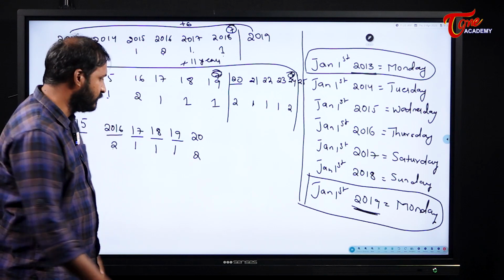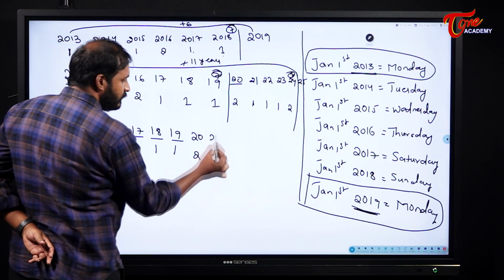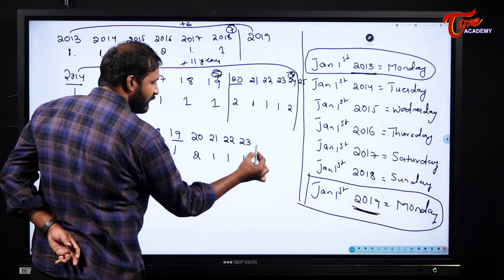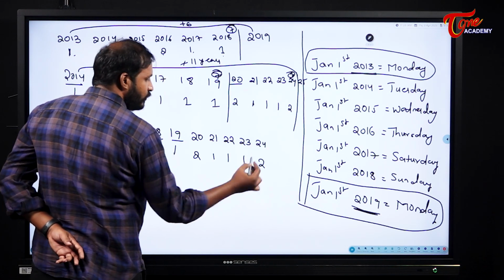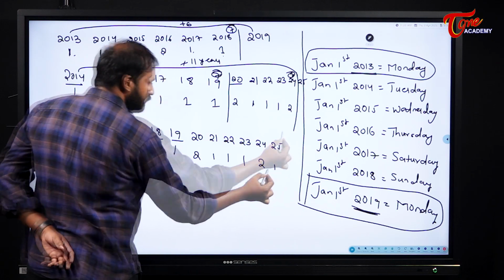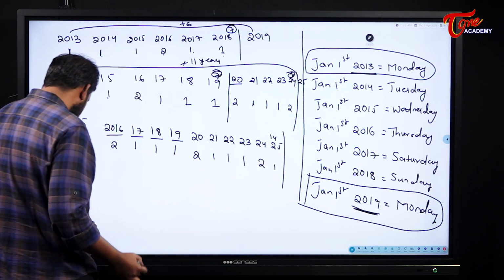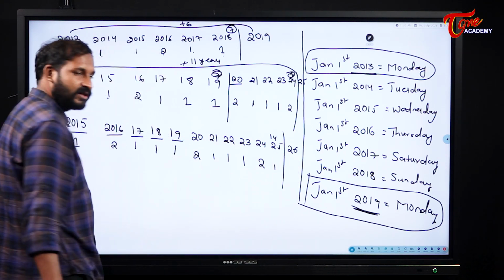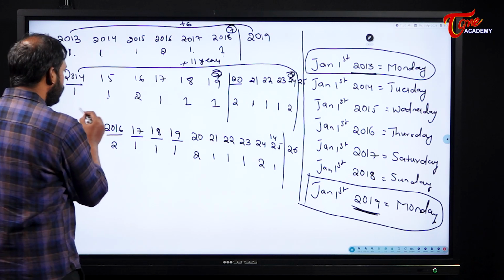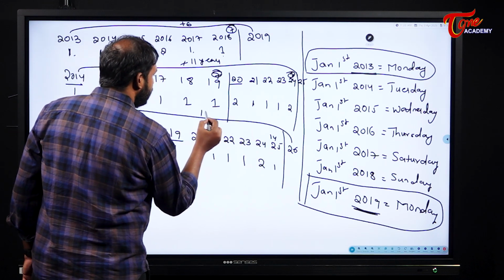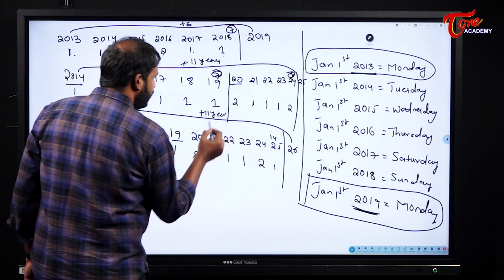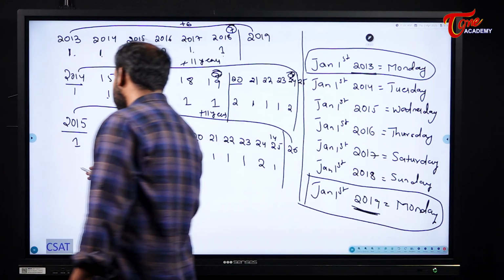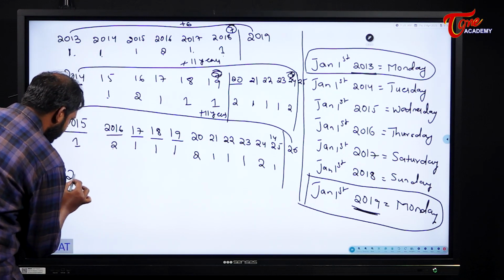What is it? 14. So from 8 up to here, 8, 9, 10, 11, 12, 13, 14. So up to here 14. So I can use this calendar once again in 2026. So after how many years? After 11 years. So I can use the calendar after 11 years.